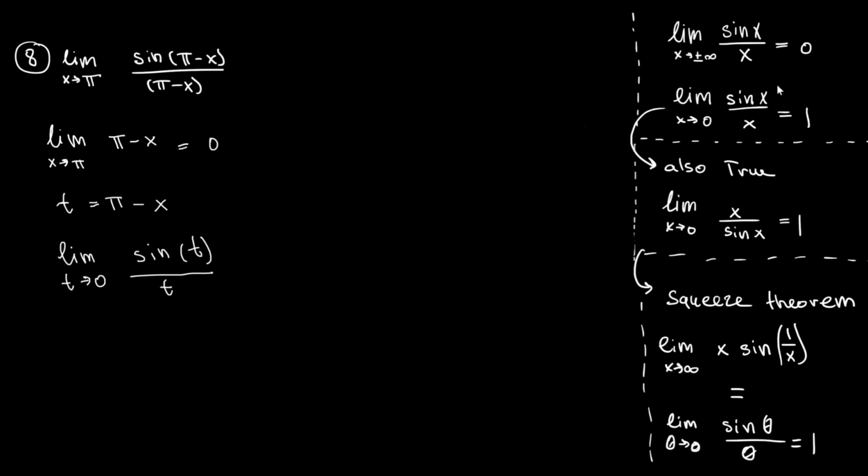And again, what is the limit as x approaches 0 of sine of x over x? That's going to be 1. So the answer is 1.